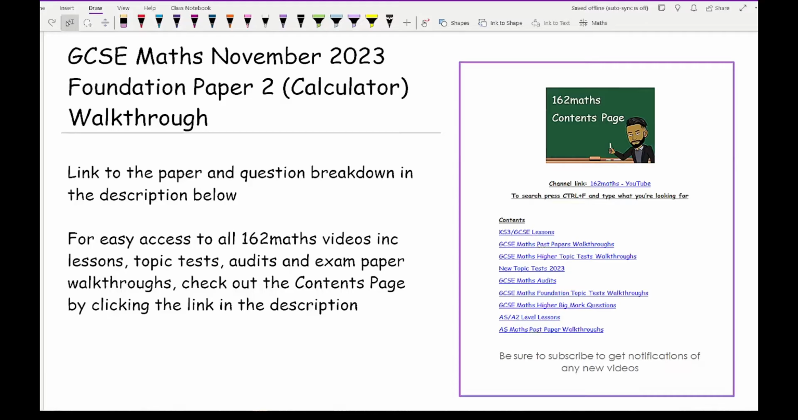So if you do struggle with a particular question, you can see what topic it refers to and then maybe go back and revise that topic or review your notes.